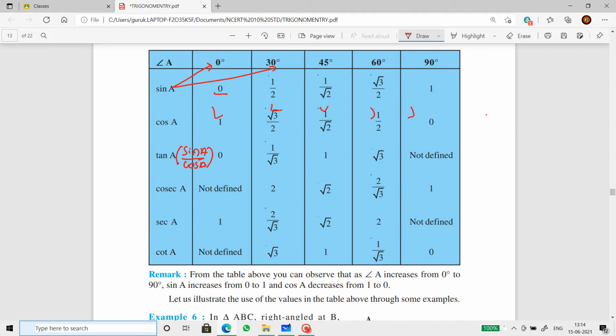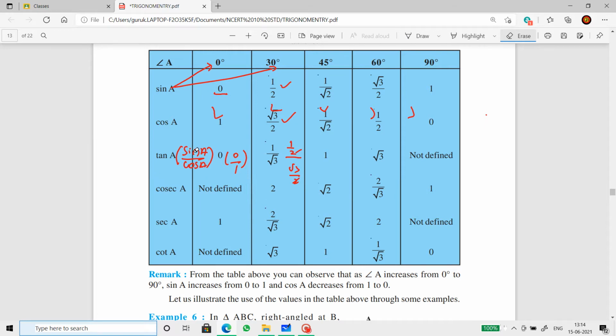Now divide the sine and cos value. Sine 0 is 0, cos 0 is 1. What is 0 by 1? 0. Isn't it? Sine 30 is 1 by 2, cos 30 is root 3 by 2. Divide it. 1 by 2 by root 3 by 2. 2 gets cancelled, you get 1 by root 3. So divide the sine value by the cos value. You get the tan value.